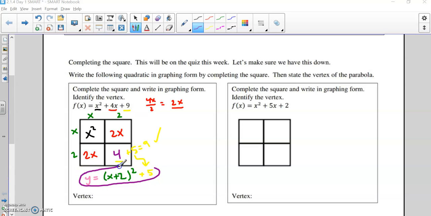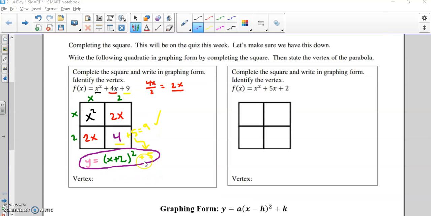Now if you were trying to find the vertex off of your graphing form equation, remember that's opposite of h comma k. So if our h is positive 2 and our k is positive 5, and we want opposite h, k, we get negative 2 and then positive 5. Because our h was originally positive, we turn it negative, and our k was originally positive, we keep that one the same.